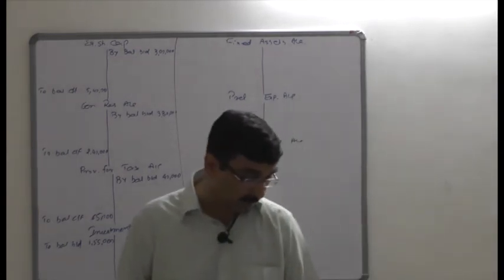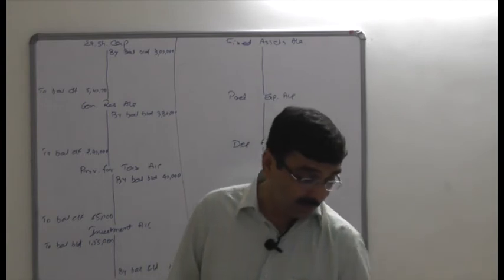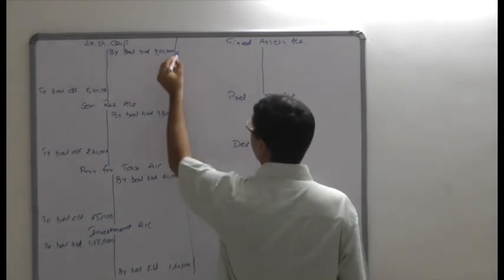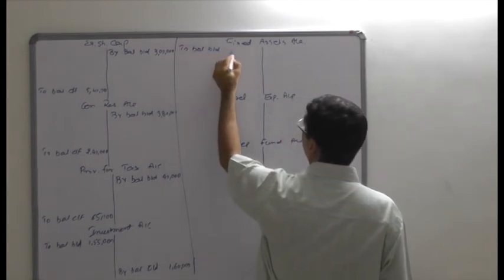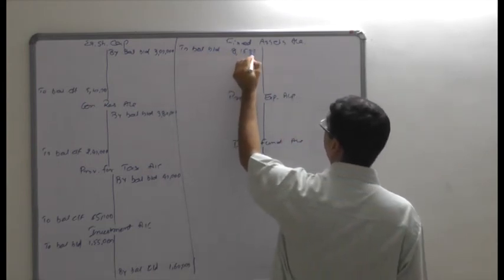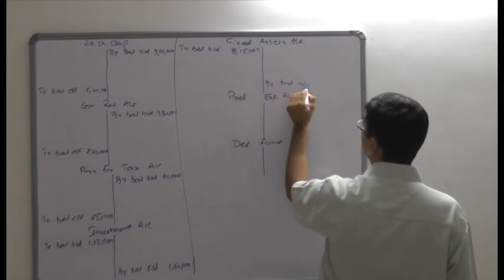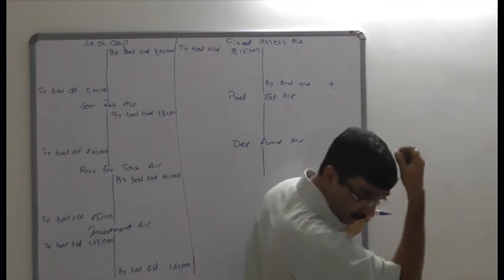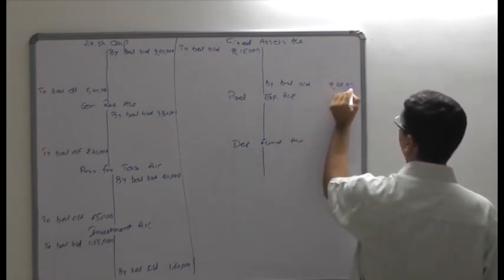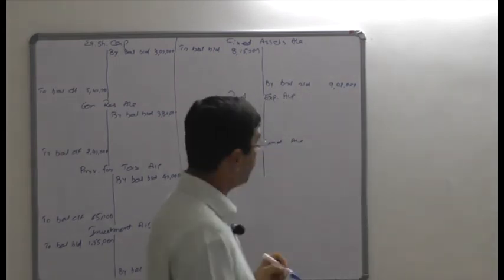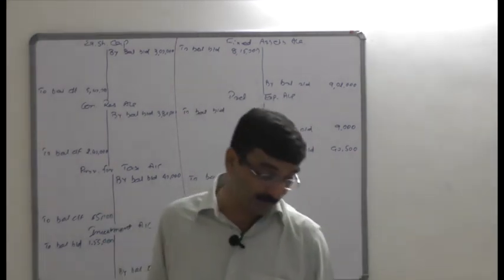Now after investment, what next? The next item is fixed assets. See the fixed assets, opening is 8,15,000 and closing is 9,02,000. So this is your fixed assets balance. Now let's begin one by one with all the adjustments.